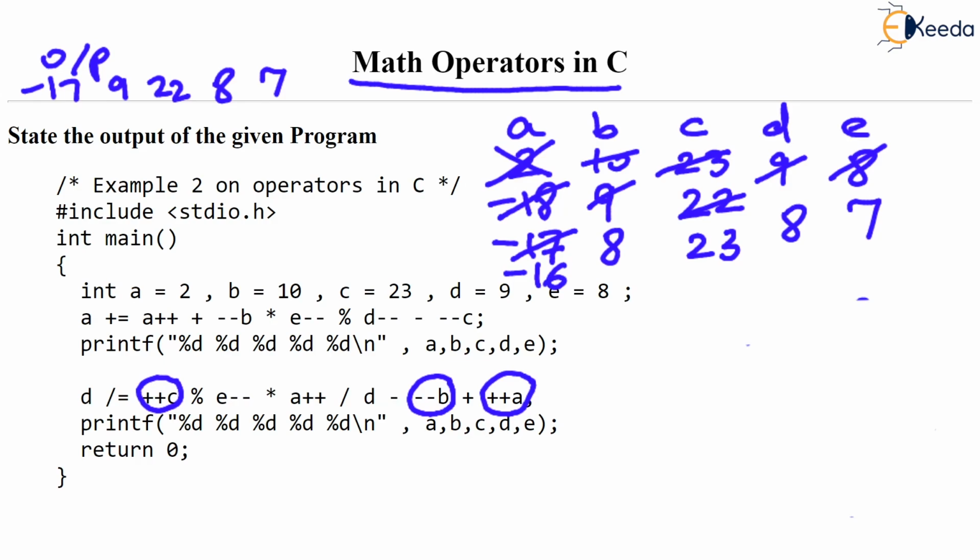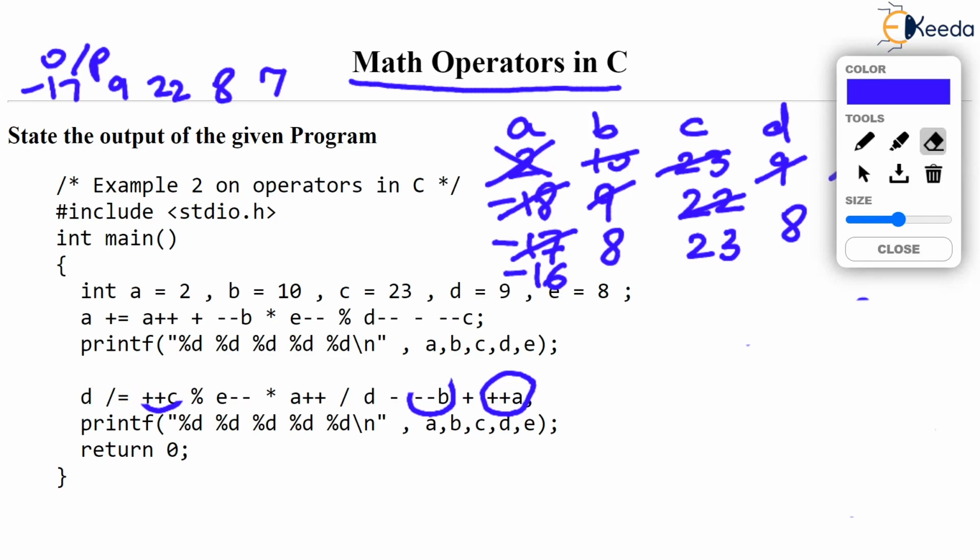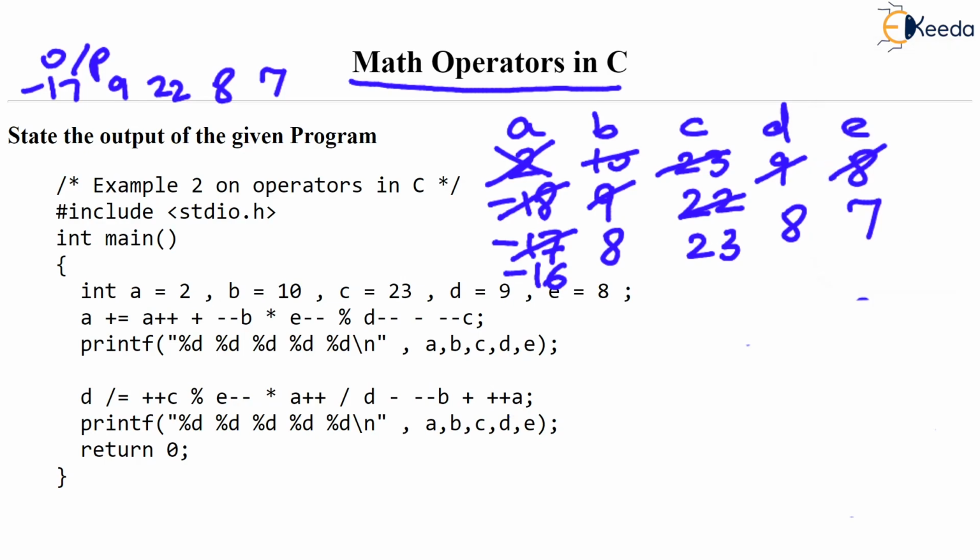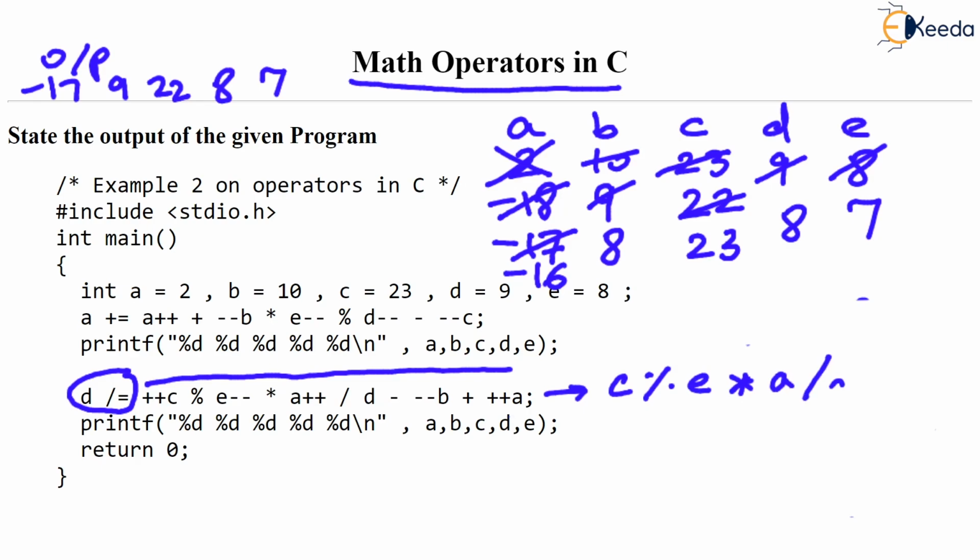Now we will get busy solving the right hand side of this. So we are still not touching D slash equal to this portion. We will concentrate on the RHS. So what is right hand side? Write the basic variables, that is C percent E into A, correct, upon D minus B plus A. Observe very carefully. On the right hand side, whichever variables are there separated by operators have been written.